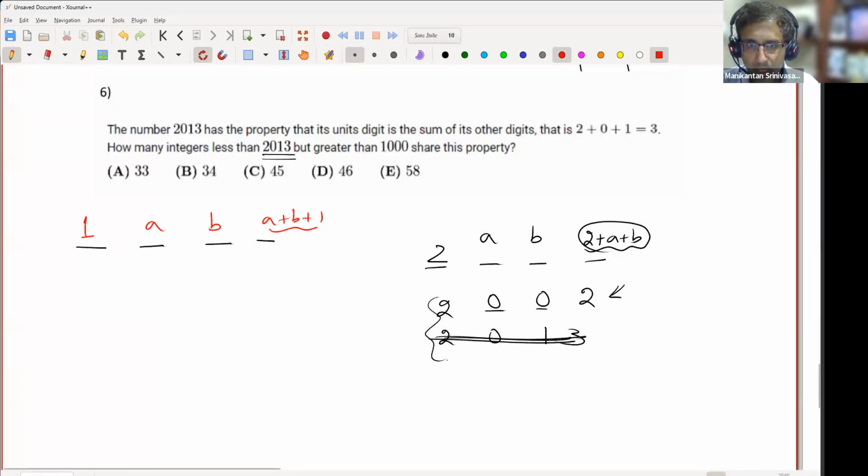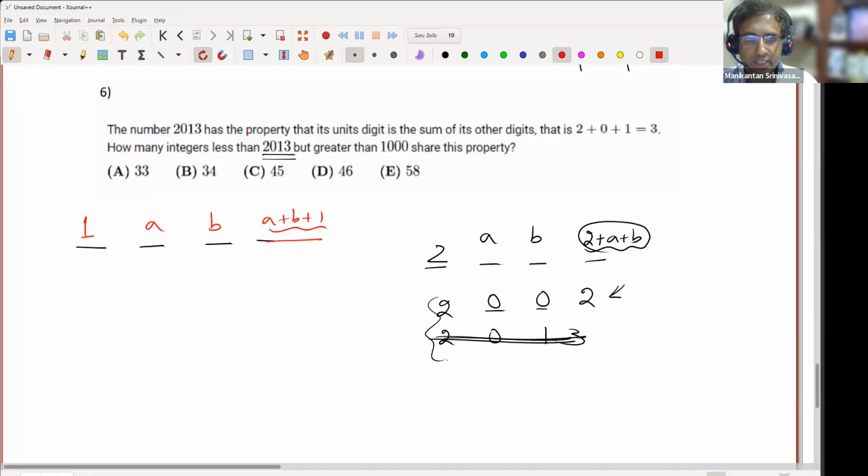Okay, all right. So Navya, what answer did you get on this one? I got D, 46. Okay, and Veer, what about you? I cannot hear you. You're on mute. Sorry, I was muted. Question 6, I wasn't able to do. Okay, but so far you're able to follow, Veer? Yes, I am. So this is 1, A, B, and A plus B plus 1. And Suhani, you're also with me?